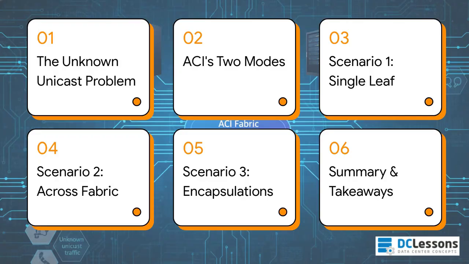So, here's our game plan. We're going to start with the basic problem of unknown unicast traffic itself. Then, we'll dive into ACI's two very different ways of dealing with it. From there, we'll see it all in action with 3 real-world scenarios, and then we'll wrap it all up with the key things you absolutely need to remember.